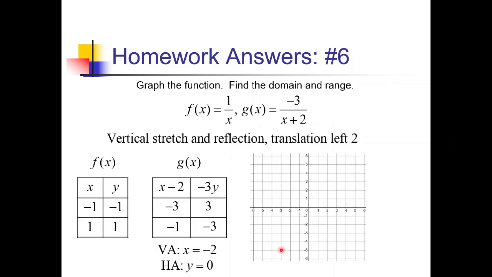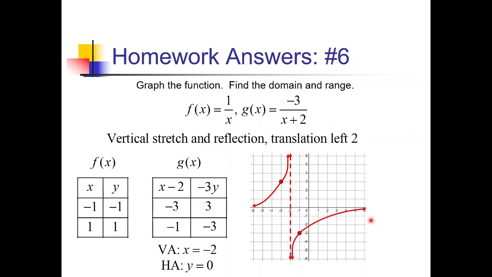Putting this on the graph, we have our new vertical asymptote at x equals -2 right there. The horizontal asymptote is on the x-axis, so I don't need to draw anything different for that. My first point, we've got -3, 3, which is right about here. And -1, -3 down here gives us our other point. So we draw our first branch through that first point, approaching those asymptotes. And here's our second branch in the lower right.